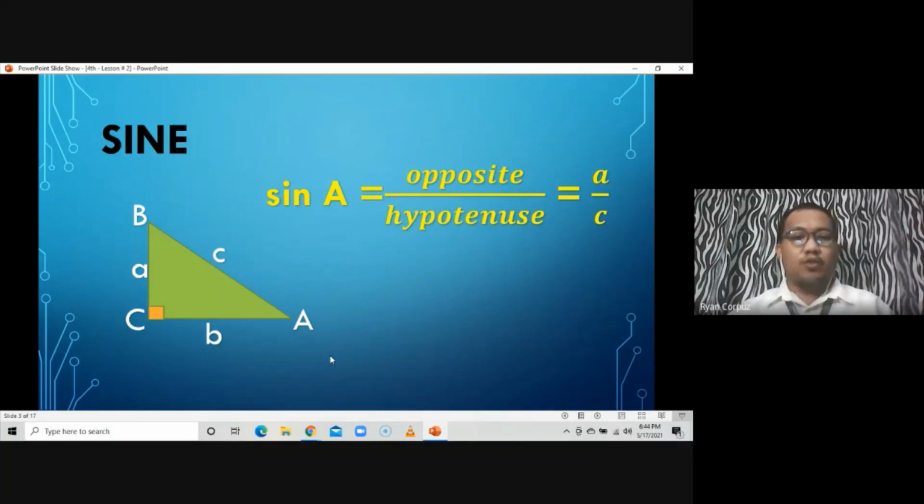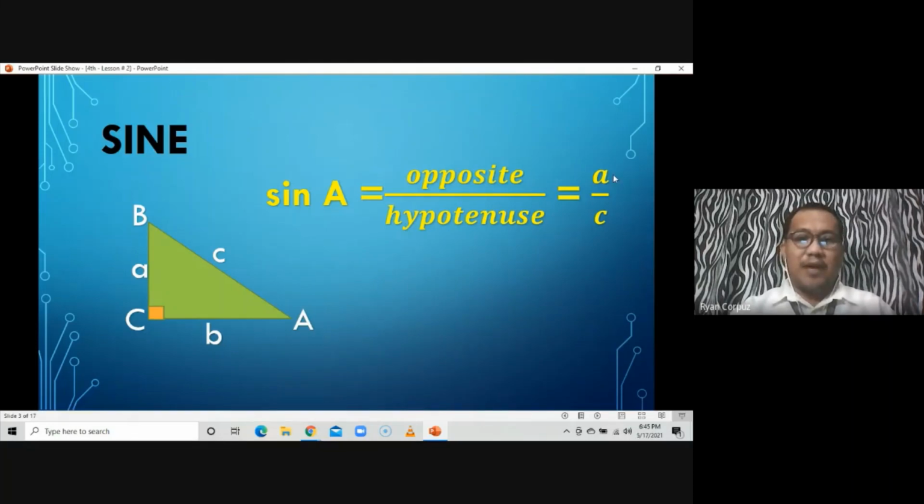With regards to angle A, pwede naman natin gamitin yung ibang mga angle, just like angle B for example. With regards to angle A, if we want to find out sine A, all you have to do, the ratio that we will form should be opposite over hypotenuse. Again, para maintindihan natin, with regards to angle A, what is the side opposite that angle? That is side A.